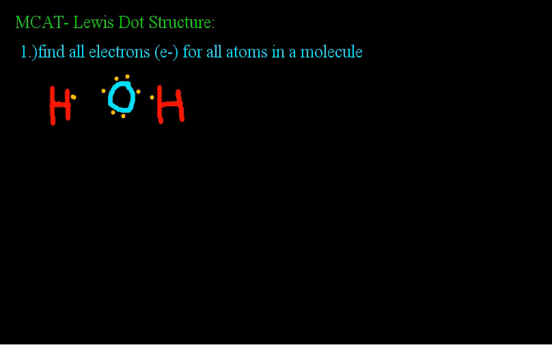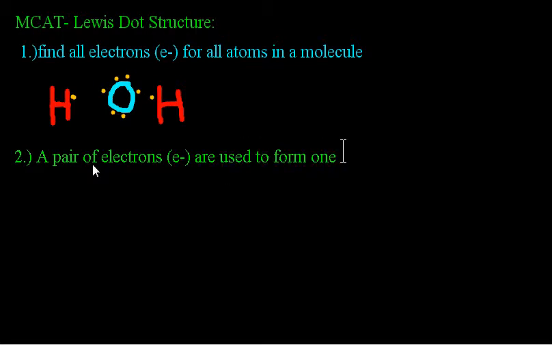The second rule about the Lewis dot structure is that one pair of electrons is used to create one bond between each atom. So, a pair of electrons is used to form one bond between each atom.